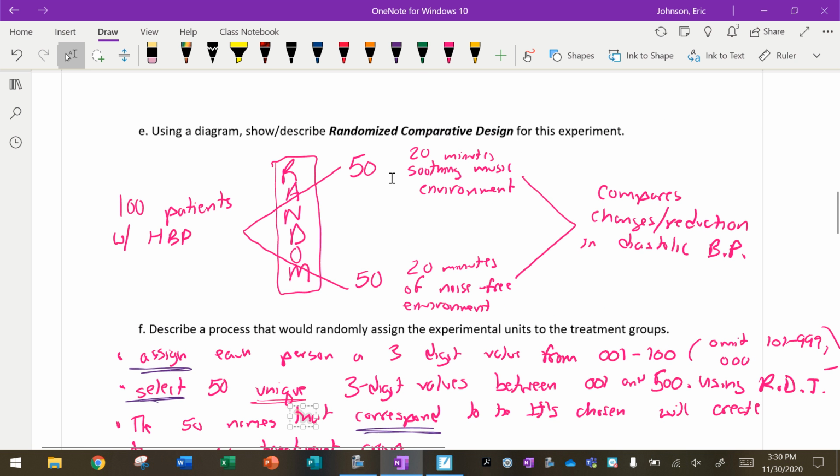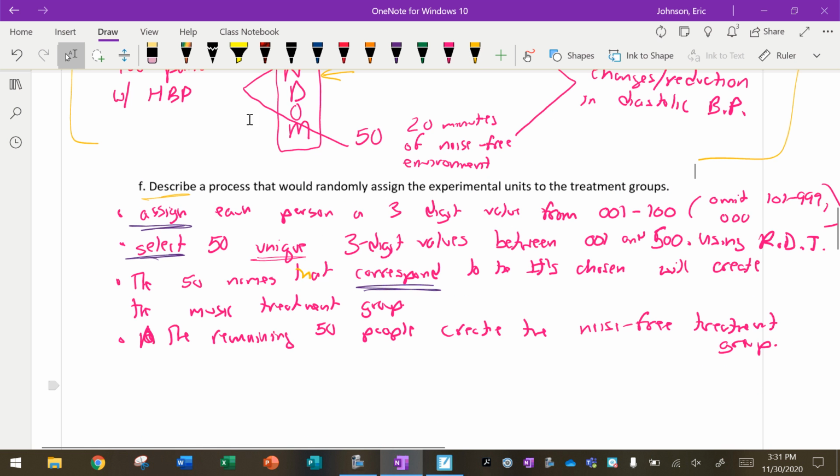Now, when you're doing this part, all you have to do is provide the diagram. If I want you to describe the randomization, I will specifically ask you that in a follow-up question. But if I just say, show or describe a design, this is what I'm looking for. I'm looking for this diagram. If I want you to specifically say how you would randomly assign them, that would be a separate question, as you see here in part F.